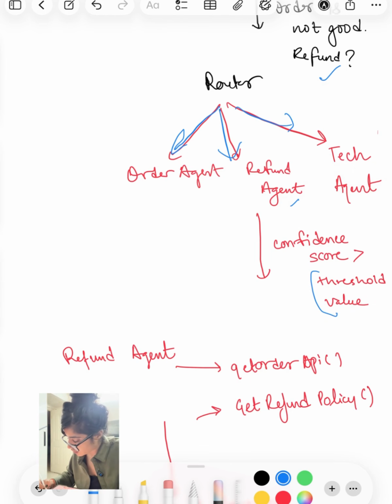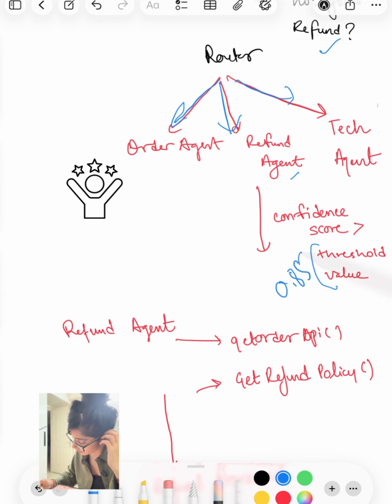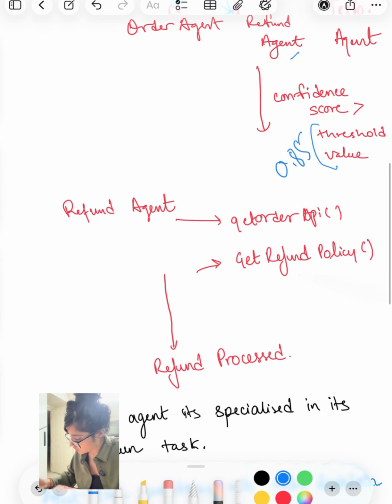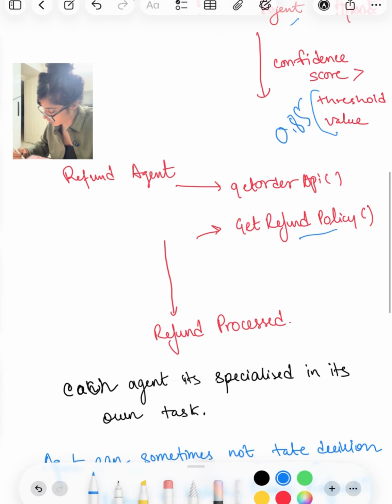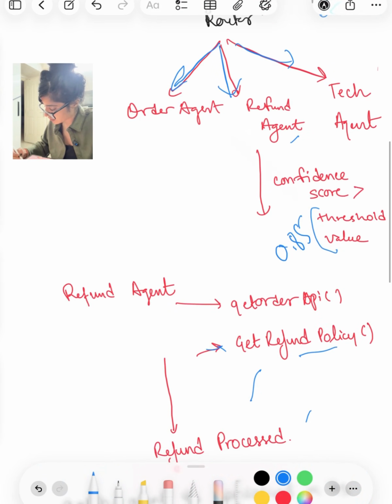After doing all the processing, it got a confidence score for the refund agent which is greater than the threshold value, and all the others had a lower confidence score than the threshold. So the refund agent will be decided, and the threshold value can be anything, which we can decide based on the system. In this case, for example, I have decided 0.85. Now the refund agent, how will it work internally? It will have the get order API and the get refund policy, which will check that this customer placed an order 2 days before. That's why that customer is eligible for the order refund. After doing that, it will try to process the refund.